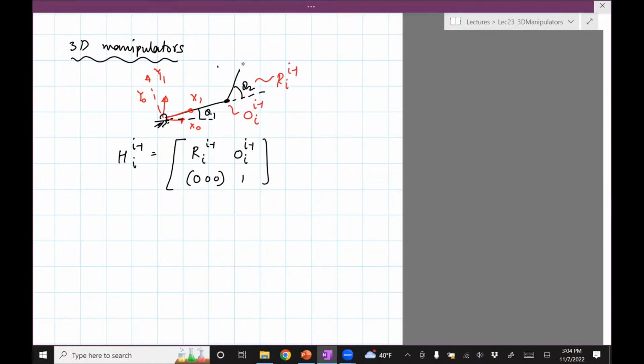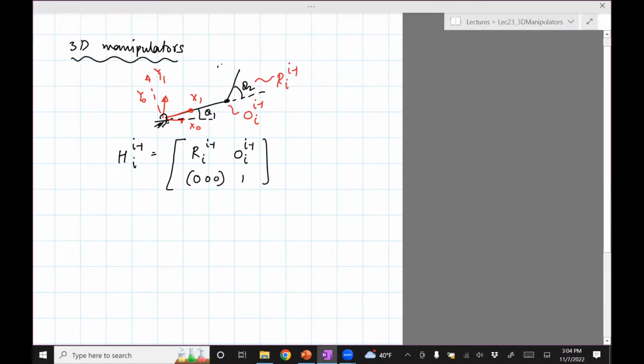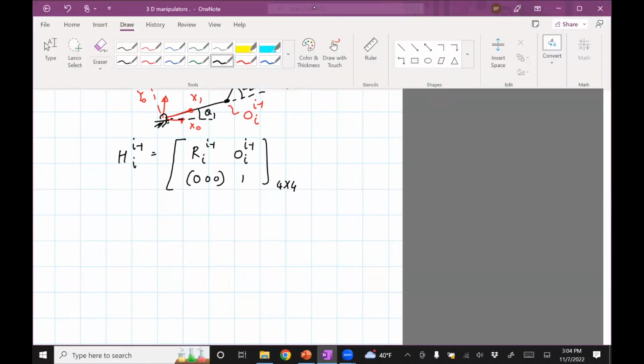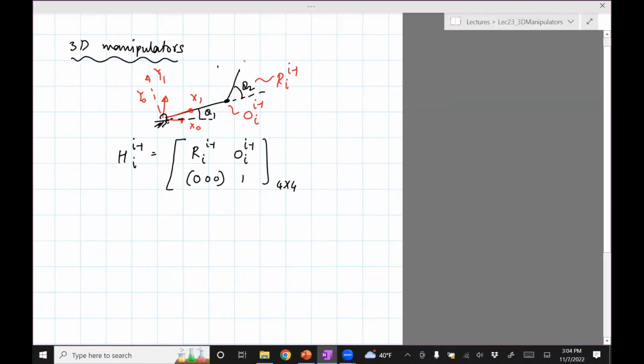Okay, so we can then extend this idea to, let me just put the dimensions. This would be a 4 cross 4 matrix where this would be 3 cross 3, 3 cross 1, 1 cross 1, 1 cross 3. So it makes it 4 cross 4. Okay, now we can extend the same idea to generic three-dimension motion, because now we're looking at 3 dimensions.